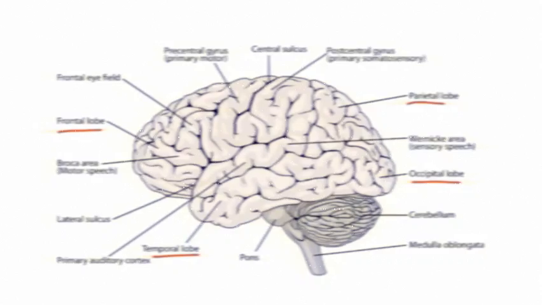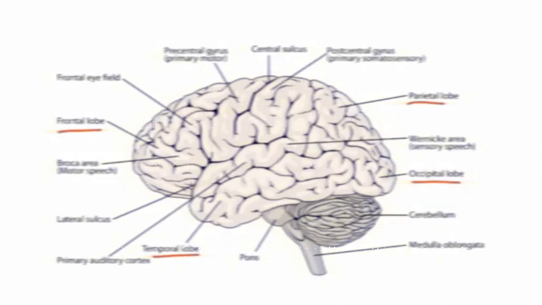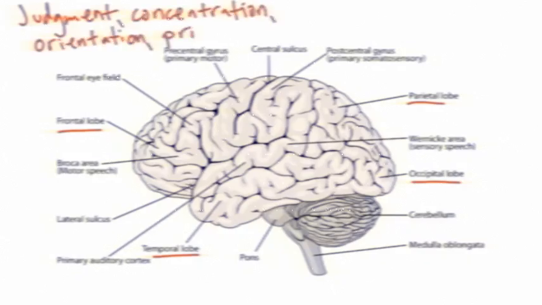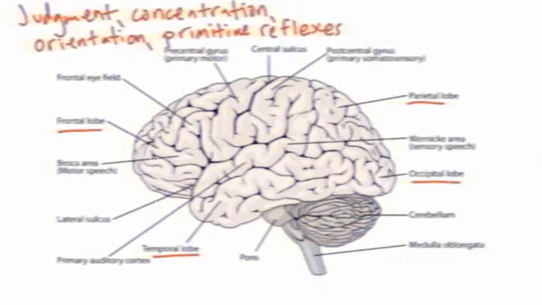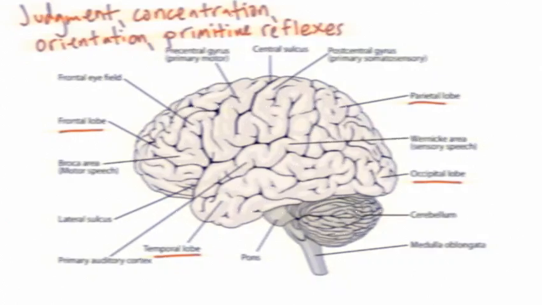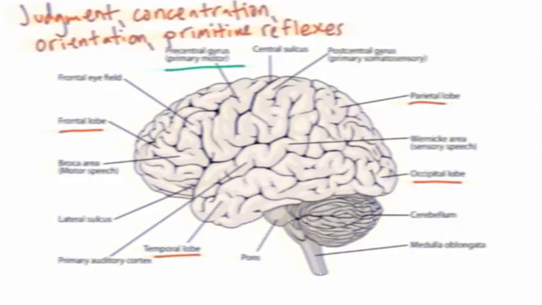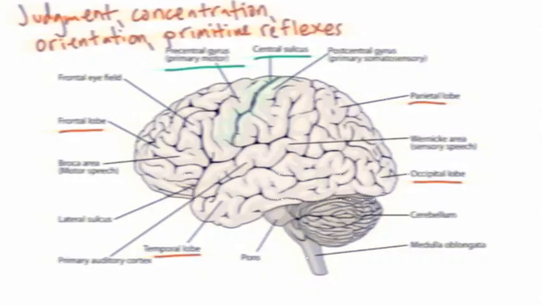Okay, with this basic overview, let's talk about some of the important functions of the different lobes. Generally speaking, the frontal lobe is responsible for judgment, concentration, orientation, and primitive reflexes. Aside from this, there are 3 major gyri in the frontal lobe that you need to be familiar with. The first is the precentral gyrus. The name comes from the fact that this gyrus is directly anterior to or in front of the central sulcus, which is right here. Hence the name precentral gyrus.